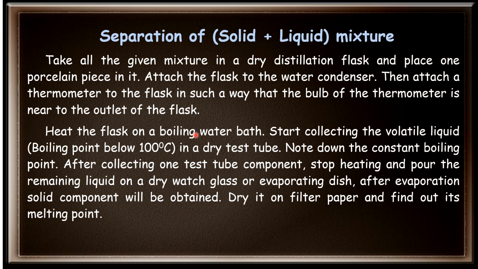When the volatile liquid distillate comes out, its boiling point remains constant. That boiling point is the boiling point of that volatile liquid. Now we have separated the solid component and liquid component, and we have to determine the individual type of those two compounds. Then we study separation of liquid plus liquid mixture.